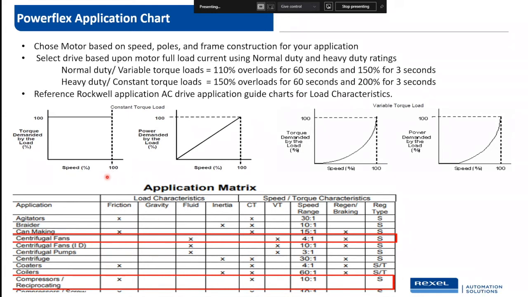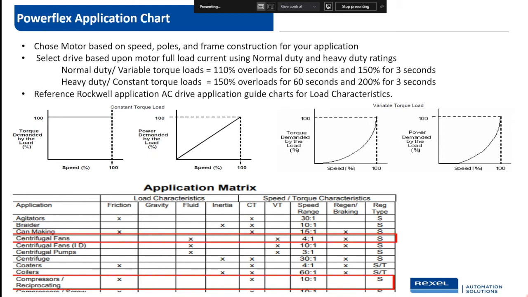Constant torque is the graph on the left. What the graph is trying to tell you is, it doesn't matter what speed you're running the motor, the torque demanded to drive that motor is constant. If you look at the second red box below in my application matrix, I highlighted a compressor application. We're running a reciprocating piston-driven press. If you look at the speed torque characteristics, the box checked says constant torque, which means it needs the same amount of torque no matter what speed you run it.